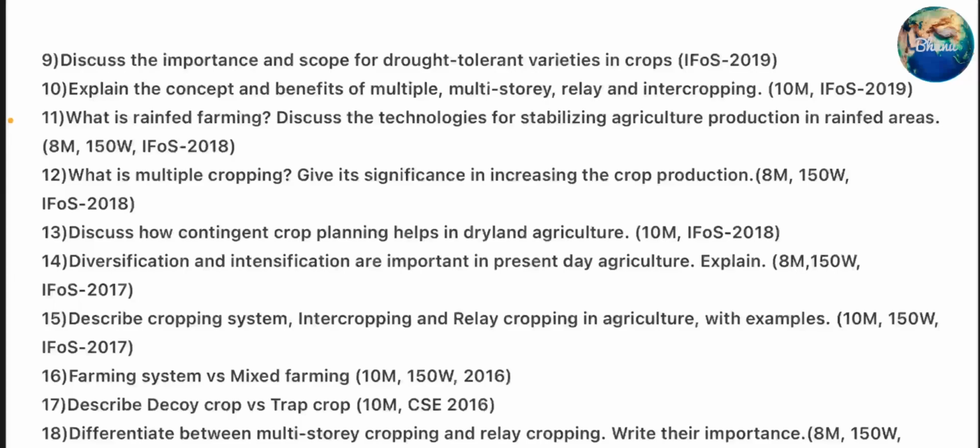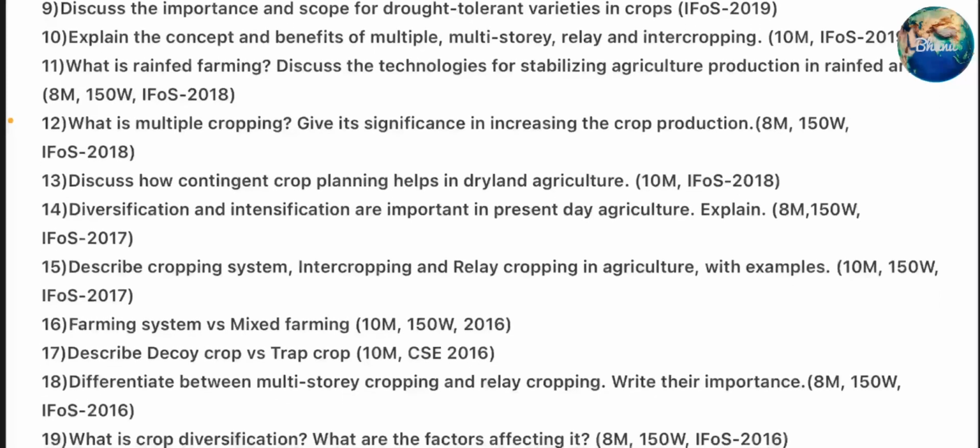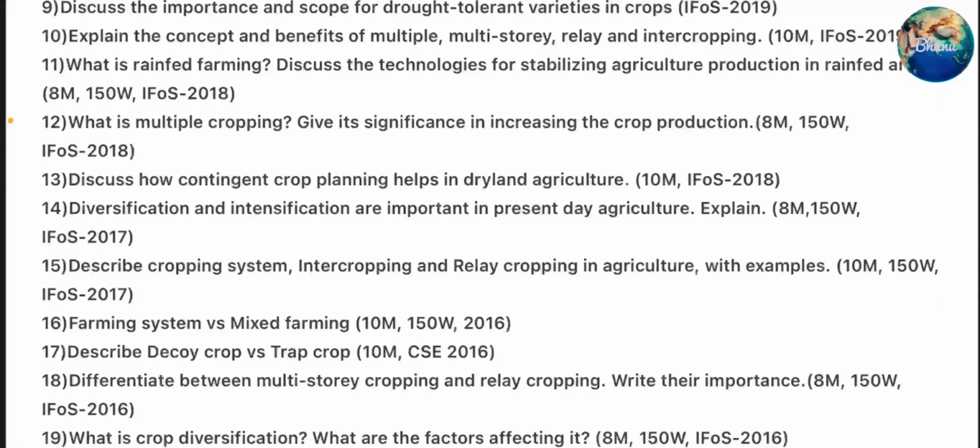Question 12. What is multiple cropping? Give its significance in increasing the crop production. Question 13. Discuss how contingent crop planning helps in dryland agriculture. Question 14. Diversification and intensification are important in present-day agriculture. Explain. Question 15. Describe cropping system, intercropping and relay cropping in agriculture with examples.